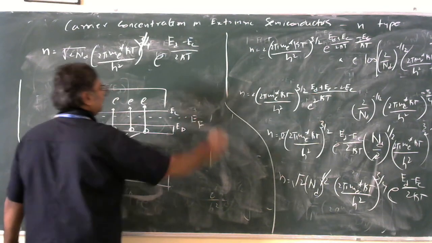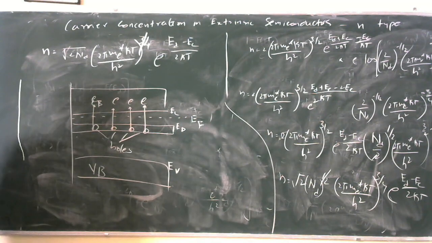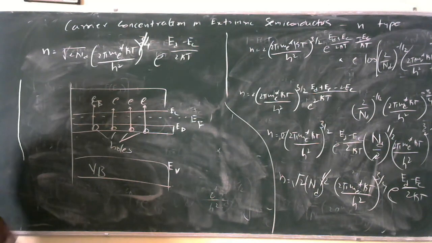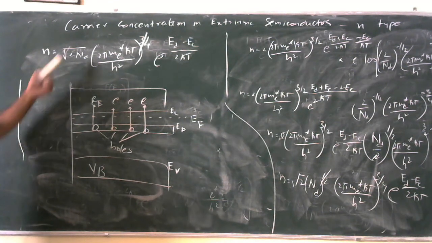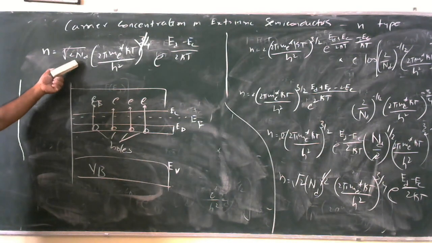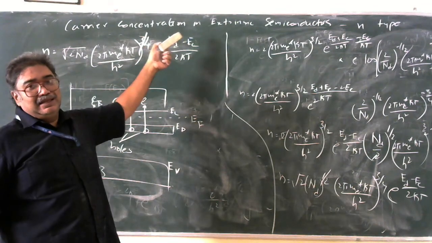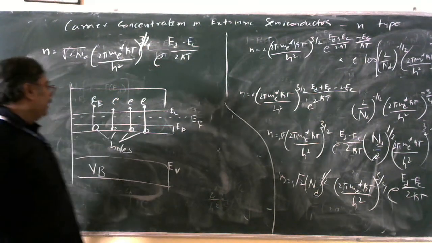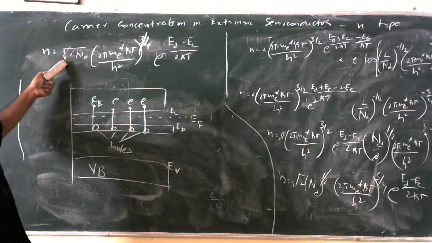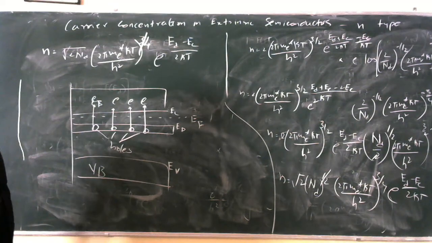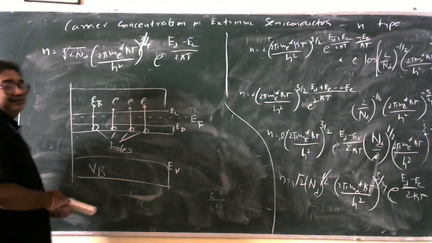So now we have a changed Fermi level. Earlier the Fermi level was exactly in the middle of the valence band and conduction band, but now the Fermi level is exactly in the middle between the donor level and the conduction band. And the total number of charge carriers is a function of what? The density of the donor atoms, and it depends on the energy levels of the donor as well as the conduction band. So here we have n equals square root of 2N_d into (2πm_e*kT/h²)^(3/4) into exponential of (Ed − Ec)/2kT. Okay, thank you very much.